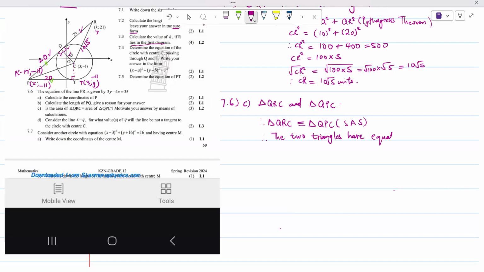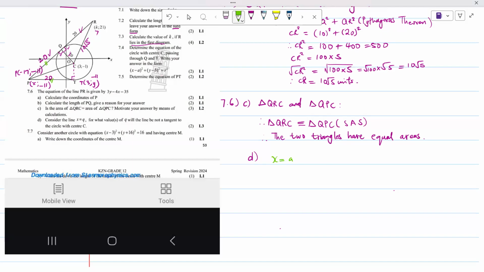Question D, 7.6D. They say consider the line x equals q. For what values of q will the line not be a tangent to the circle with center C? So if this is a vertical line, people, x equals p, x equals q, it's a vertical line. X equals a constant.